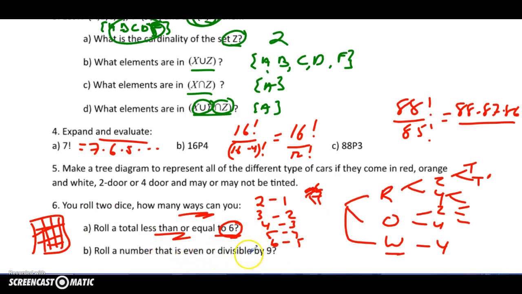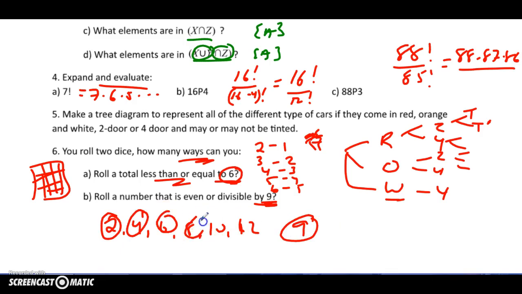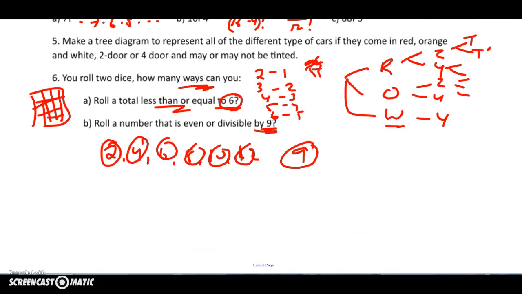Roll a number that is even or divisible by 9. So what you're going to do is go ahead and figure out how many different ways you can get a 2, a 4, a 6, an 8, a 10, or a 12. Okay, so go ahead and count all those here. And then divisible by 9, well, what totals are divisible by 9? Just 9. So you find out how many different ways you can roll a 9, and then you just add these up. There's no overlap here because 9 is not even. Okay, if there was overlap, you would have to make sure you didn't double count. I think we did a question like that for homework. Okay, so find those out, figure out what those are, and add them together.